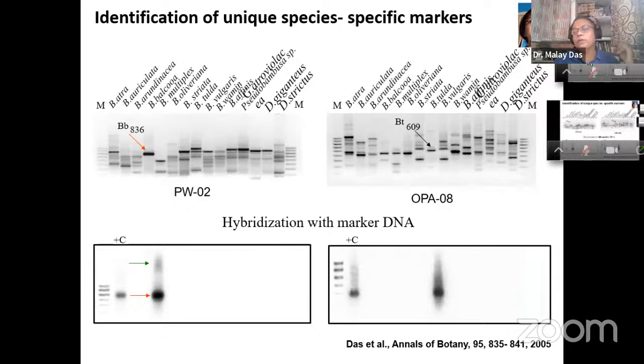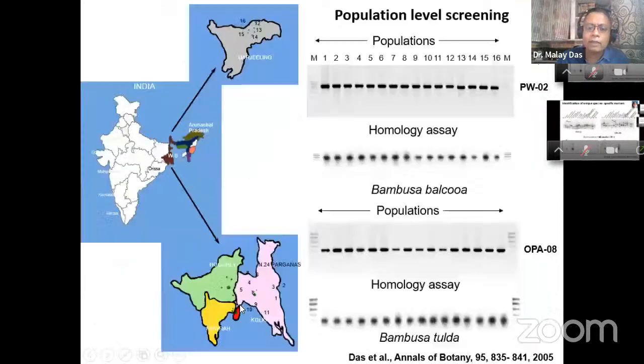And why did we aim for these two species? Because these two species are highly desirable for the paper and fiber industry, and as you know, bamboo has enormous utility for the paper industry. But the people in the paper industry came to us and told us that in greenhouse conditions it is almost impossible for them to identify which one is Bambusa balcoa and which one is Bambusa tulda. So indeed we could identify two markers, the 836 BP long marker for Bambusa balcoa and 609 BP for Bambusa tulda, and we did Southern hybridization to confirm that they are indeed species specific.